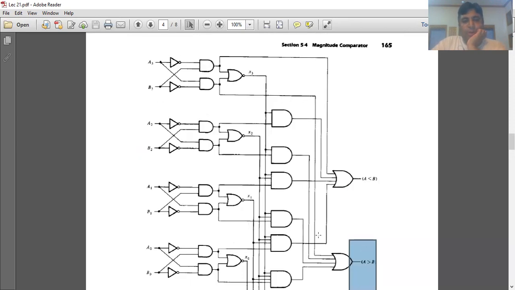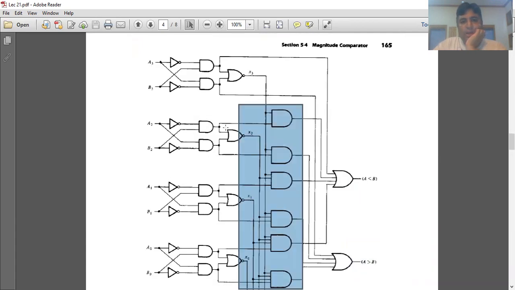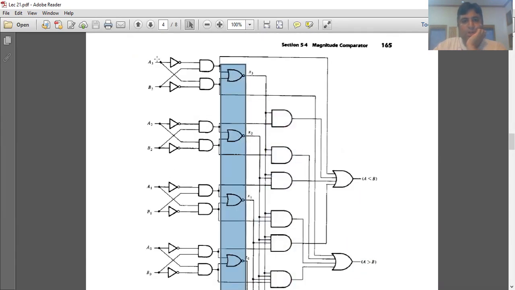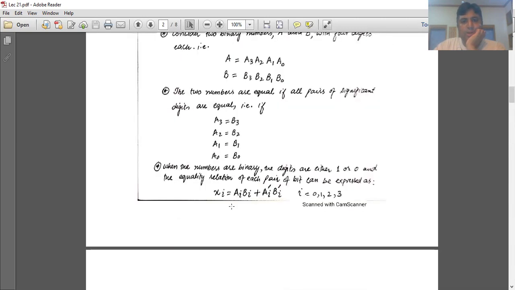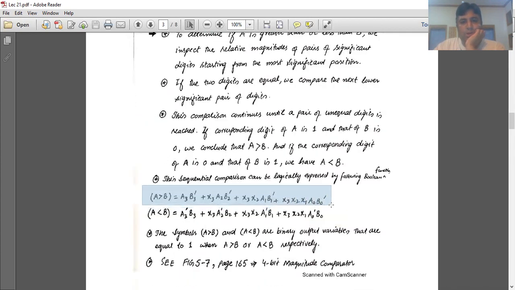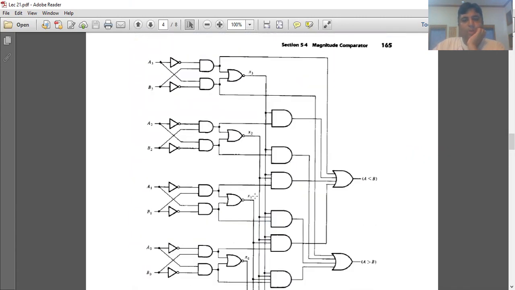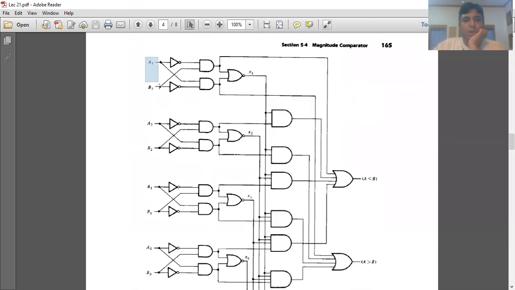So this was the 4-bit magnitude comparator, and you can see that these gates are the AND gates, the NOR gates, the NOT gates and AND gates. Basically, they are implementing these equations. So this is a 4-bit magnitude comparator. 4-bit means both numbers are A3 B3, A2 B2, A1 B1, and A0 B0. These are the corresponding bits of the two numbers A and B.